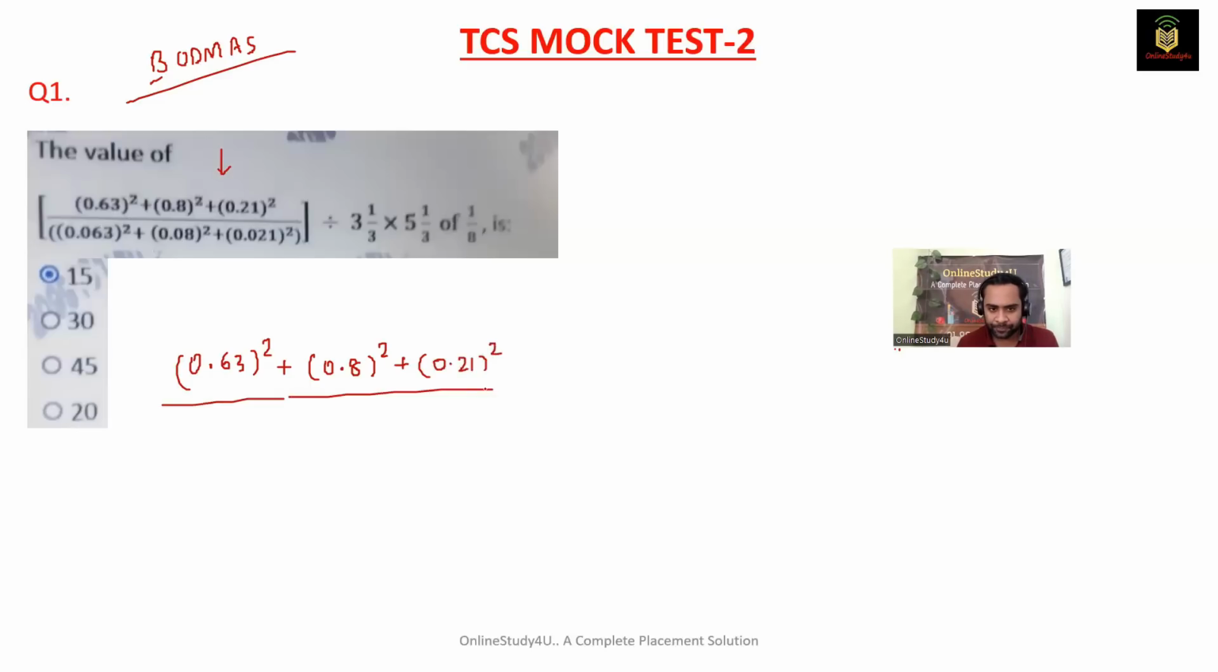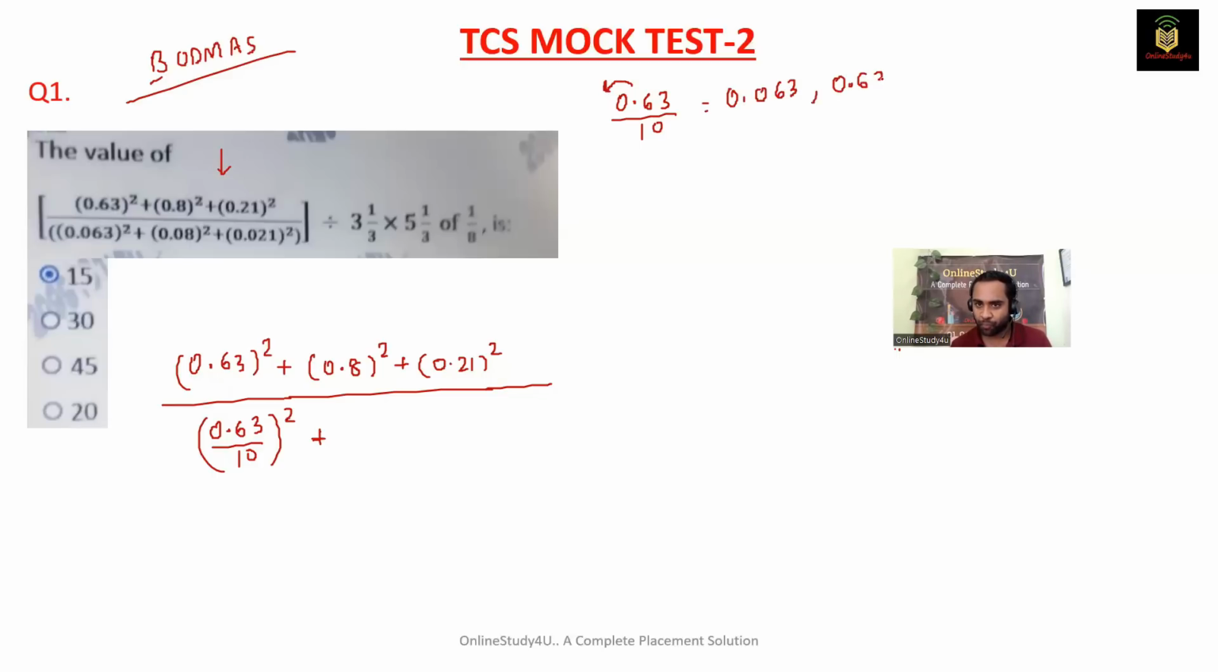Divided by, this one I can write as 0.63 divided by 10 square. Tell me if you agree or not. You must agree, because if we have 0.63 divided by 10, that means your decimal will shift one place to the left. That means it will become 0.063.